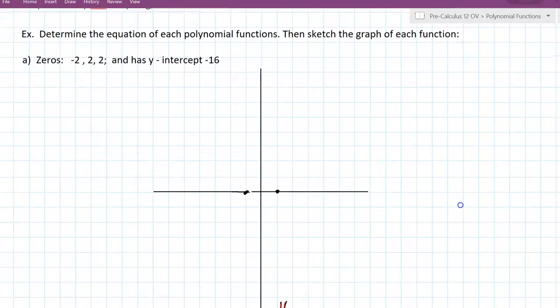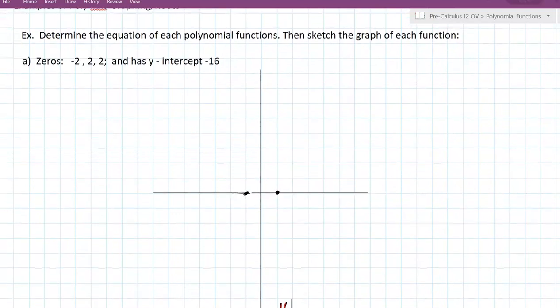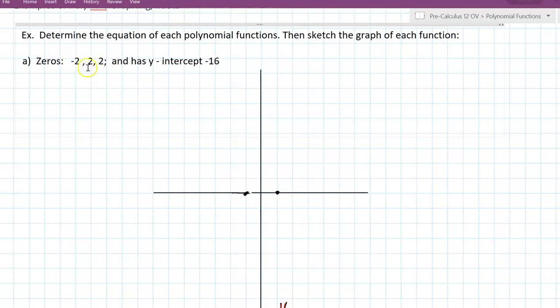All right, so the first thing is that we're given zeros. These zeros are given to us: -2, 2, and 2, and a y-intercept of -16. When you see this piece of information, especially the number of zeros, you have to assume that that's the maximum number of zeros. So that is a cubic function. That makes it a little bit easier to deal with, because you could come up with infinitely many different types of functions if that's not assumed.